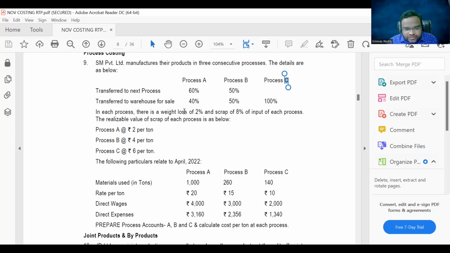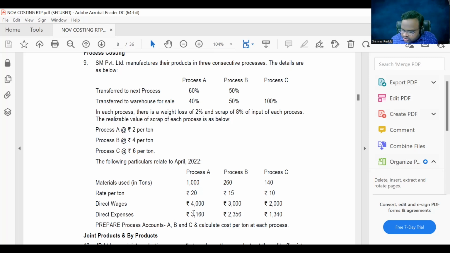The realizable value of scrap of each process is as follows. Process A 2 rupees, process B 4, process C 6 per unit. So scrap, what we will do, we will reduce it from the credit side of the cost. The following particulars are related to April 22. Materials used in tons 1000, rate per ton 20. How much amount? 1000 into 20, 20,000 on the debit side. Direct wages 4,000, direct expense 3,160.